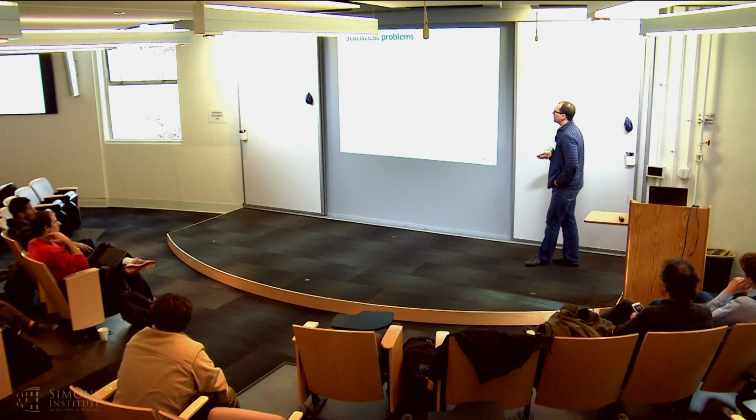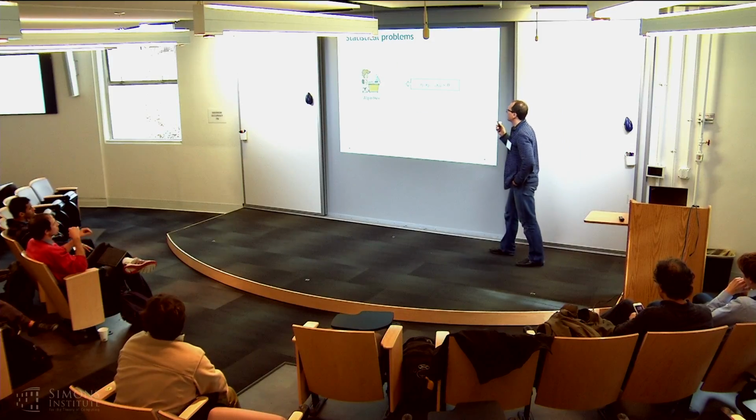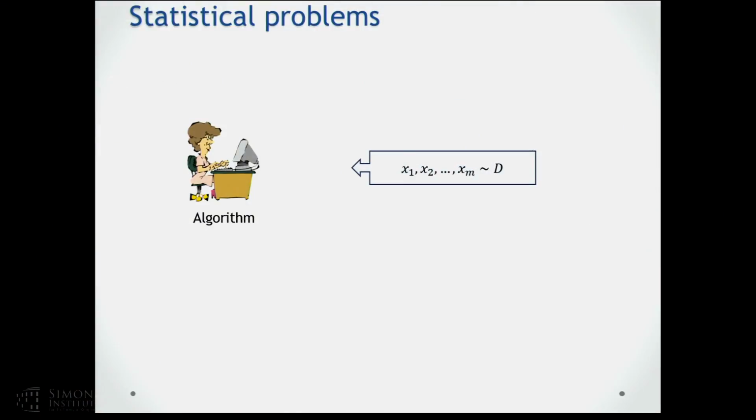Problems. And those are problems of the following type. We have an algorithm which is given a set of samples drawn randomly from some unknown input distribution D. Although we might know that this input distribution D belongs to some family of distributions over the input domain X. For example, we may know that this is a mixture of some two Gaussians.